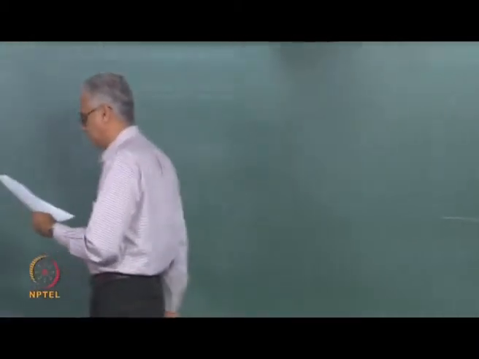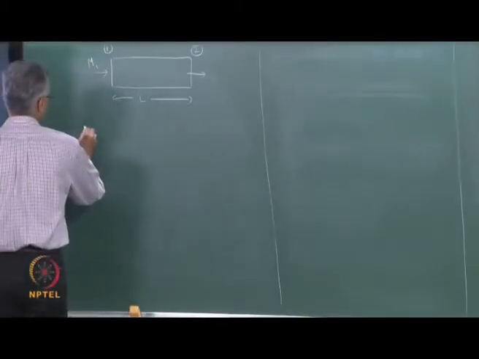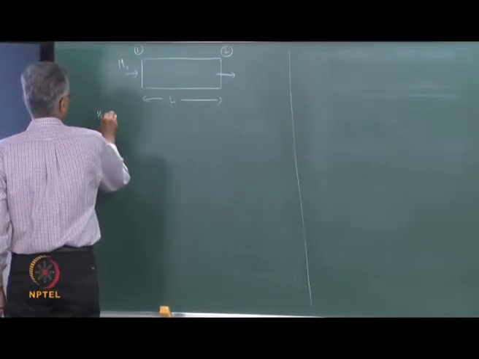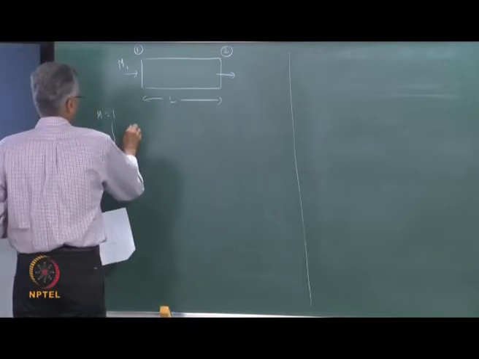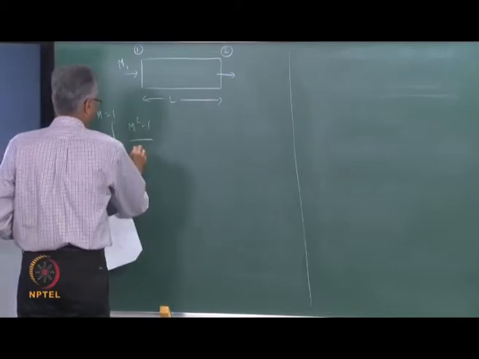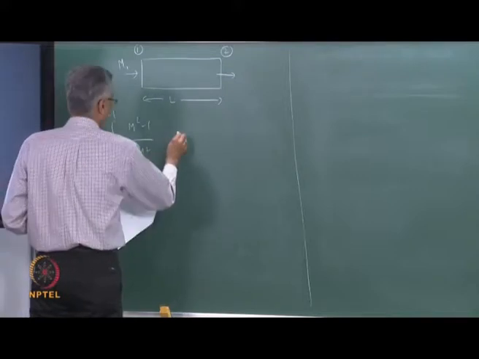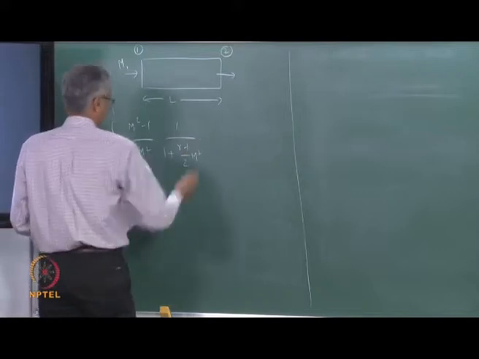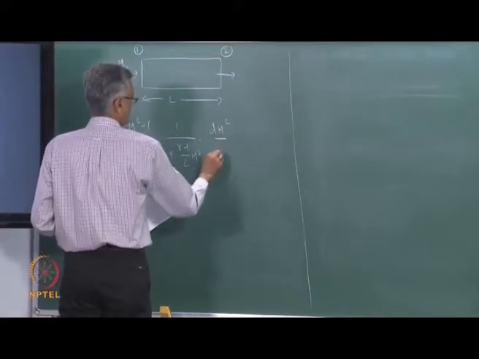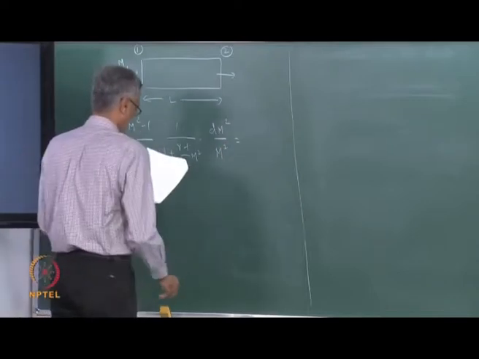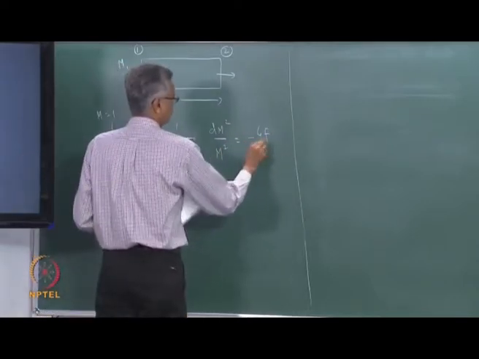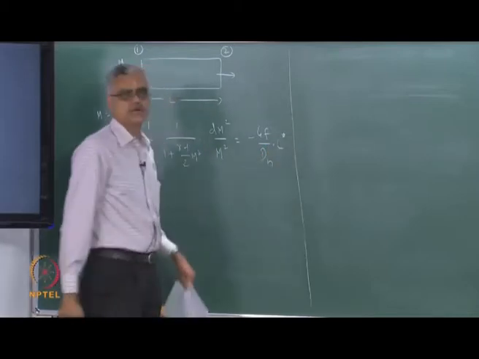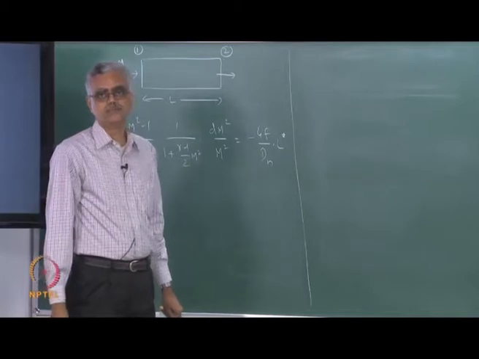So let me write this down and then we will see. So the left hand side I am going to integrate from M equal to M1 to M equal to 1. So this is M square minus 1 over gamma M square times 1 over 1 plus gamma minus 1 over 2 times M square, dM square over M square, is equal to minus 4f over dH times, in this case, L star corresponding to M1, right.